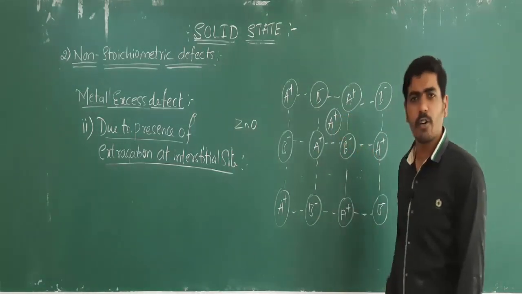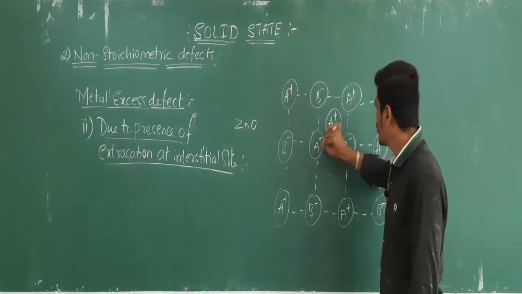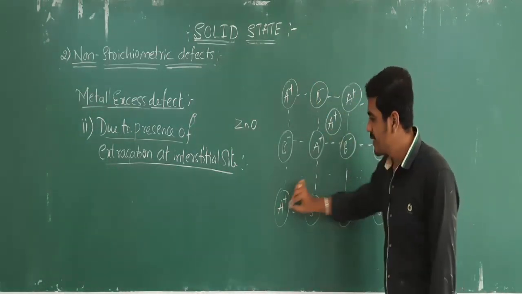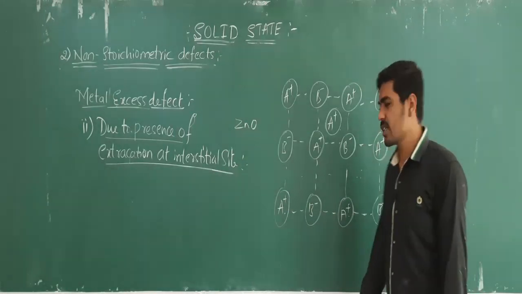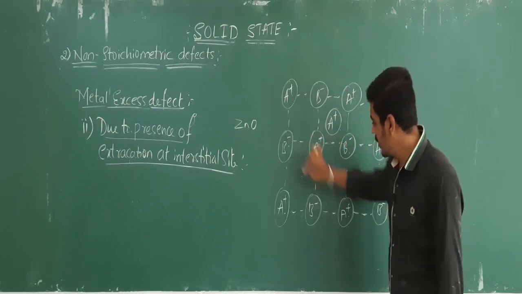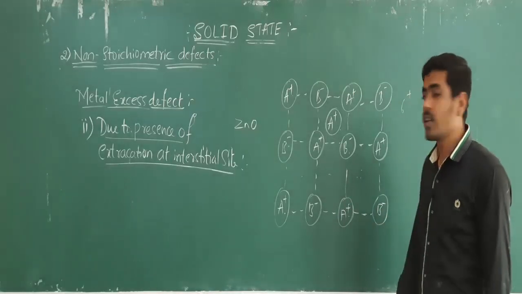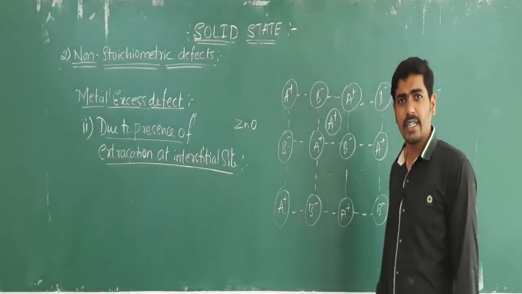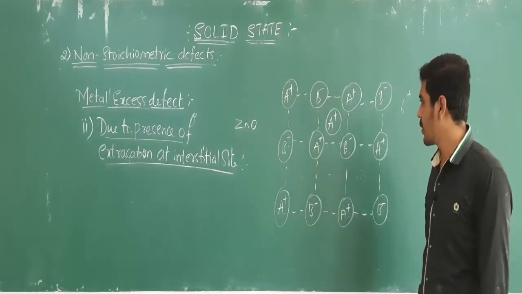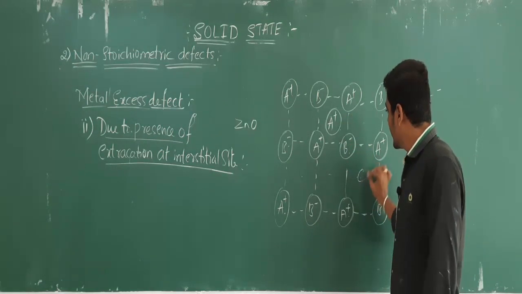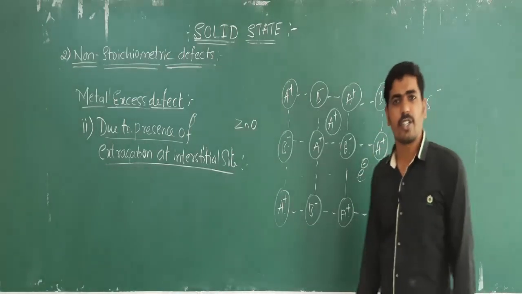ಸೊ ಎಕ್ಸ್ಟ್ರಾ ಕ್ಯಾಟಯಾನ್ ಬಂದು ಕುಂತಾಗ ಎಷ್ಟು ನಂಬರ್ ಆಫ್ ಪಾಸಿಟಿವ್ ಚಾರ್ಜಸ್ ಅದು ಇಲ್ಲಿ? 1 2 3 4 5 6 positive charges. Okay, and how many negative charges? 1 2 3 4 5 negative charges. Okay, now we need to maintain the electrical neutrality. ಅಂದ್ರೆ ಪಾಸಿಟಿವ್ ಚಾರ್ಜಸ್ ನೆಗೆಟಿವ್ ಚಾರ್ಜಸ್ ಎರಡು ಈಕ್ವಲ್ ಇರಬೇಕು. Then the electron gets trapped in these interstitial sites.